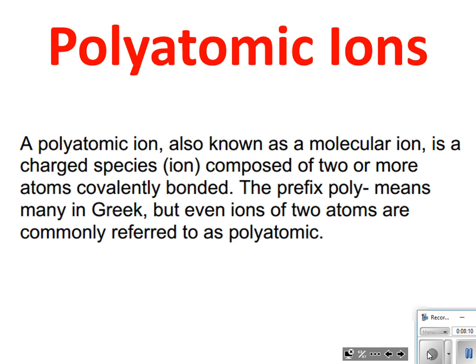They're a group of 2 or more atoms that are covalently bonded. Once they covalently bond together, they have either added or lost electrons. Okay? It explains here a little bit further that the Greek poly means many. Even 2 atoms are considered to be polyatomic. Even 2 atoms that form an ion are considered to be polyatomic ions.